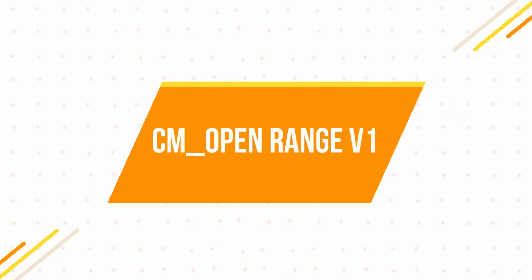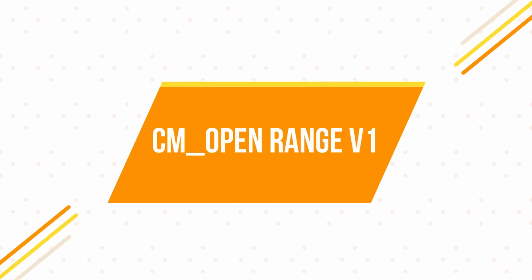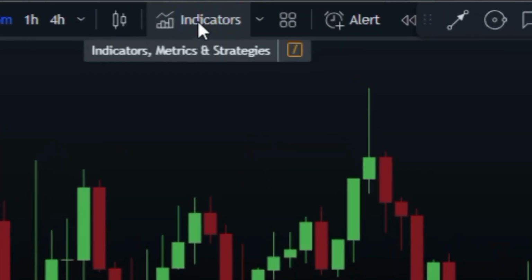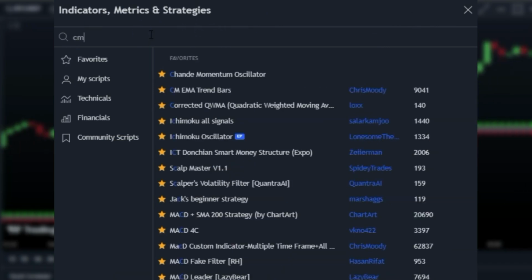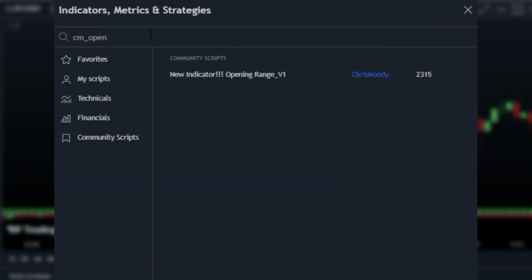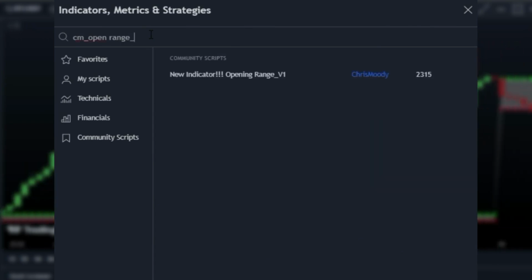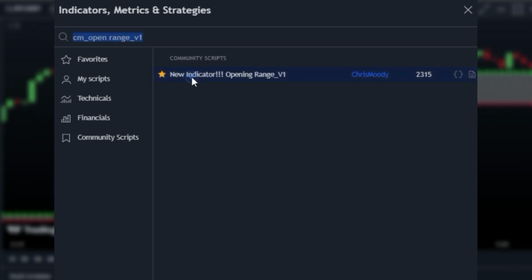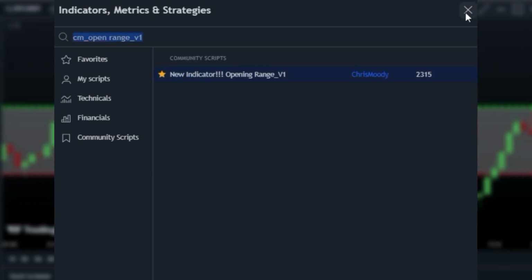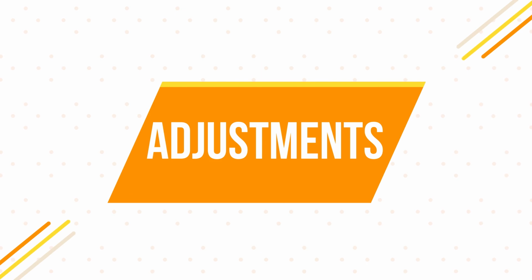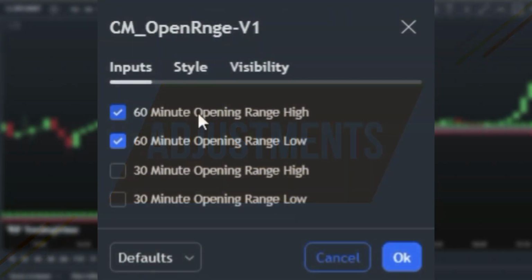Next, I'll introduce you to the CM Open Range Indicator, a real game changer that's completely free. Just search for it in the Indicators tab and add it to your chart. Once you've added it, I'll show you how to adjust its settings to match our winning strategy.